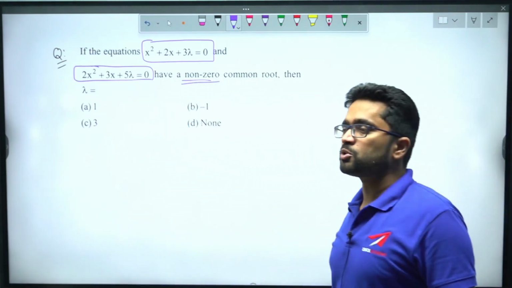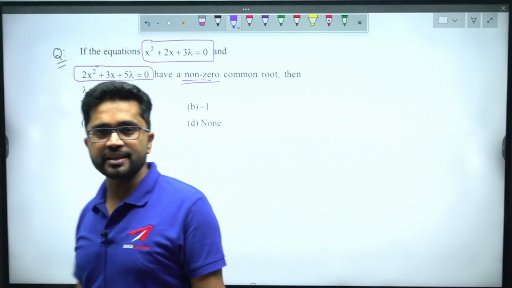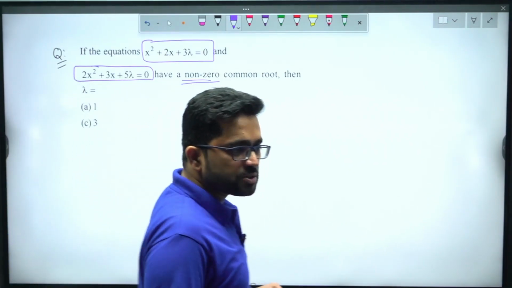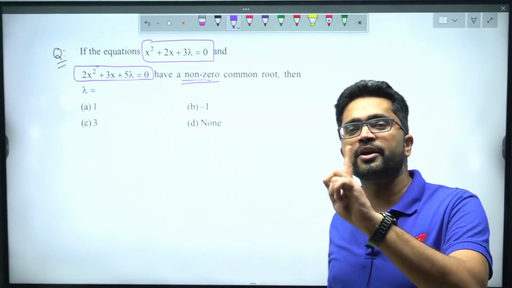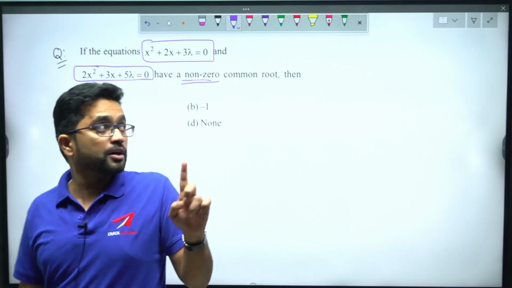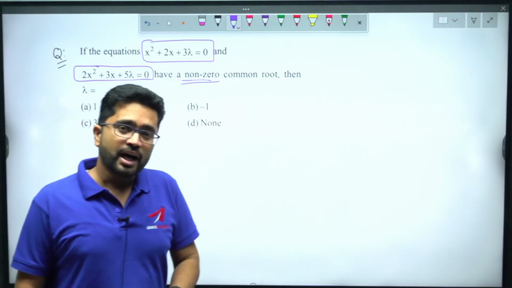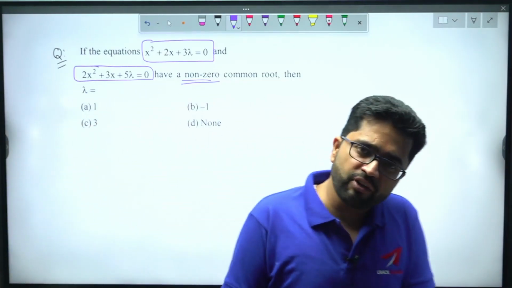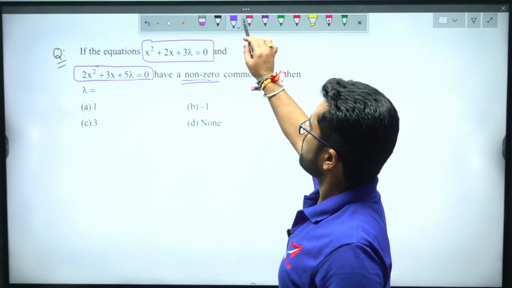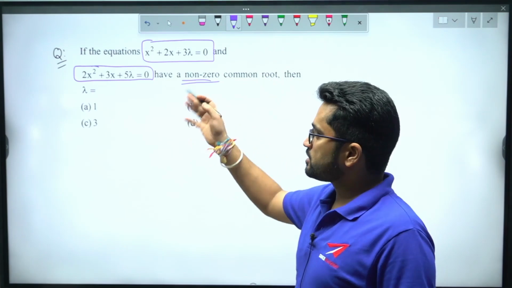Once again, they are asking about some unknown constant in the coefficients, and they have given the data that the two equations have a single common root, and a non-zero common root is there. What should be the value of lambda satisfying these three conditions? Please follow the process I'm saying here.